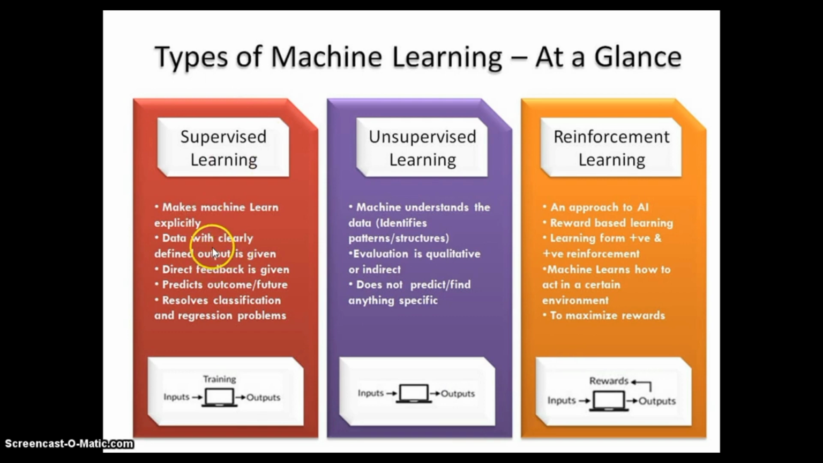So supervised learning makes the machine learn explicitly. Data with a clearly defined output is given, that is, labeled. Direct feedback is given, it predicts the output or future outcome, and resolves classification and regression problems.